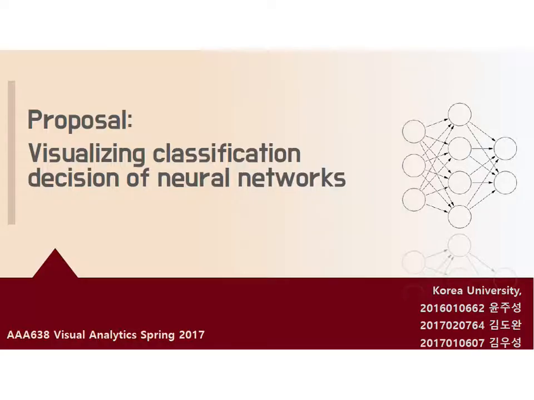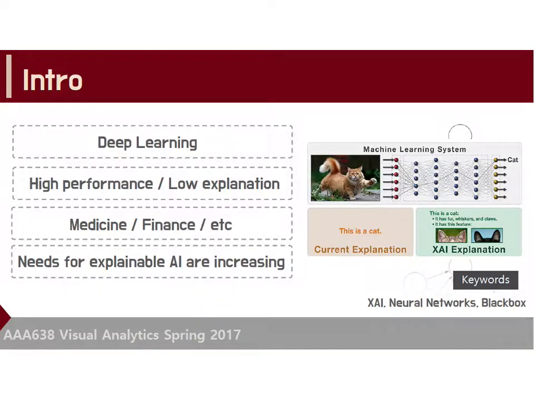So our term project proposal is about visualizing classification decisions of a neural network. Our team members are Jusong, Tuan, and Usong. Okay, let me start the presentation of the introduction.